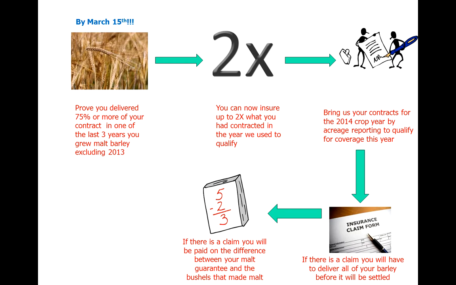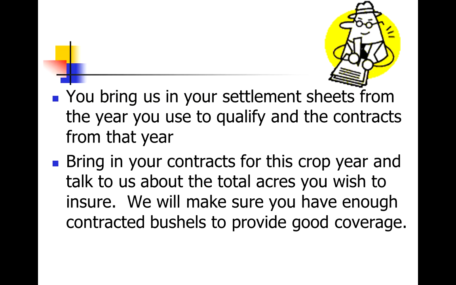If you only sold 50,000 bushels actually for malt in the end, you would end up getting a 20,000 bushel malt barley claim times that difference from the contract price to the base price. So it's basically paying you if we have a big wreck and you aren't able to deliver on those contracts and you have to take a cheaper price for most of your barley.